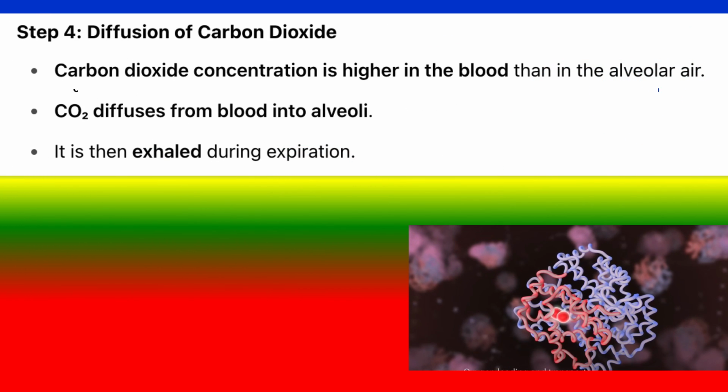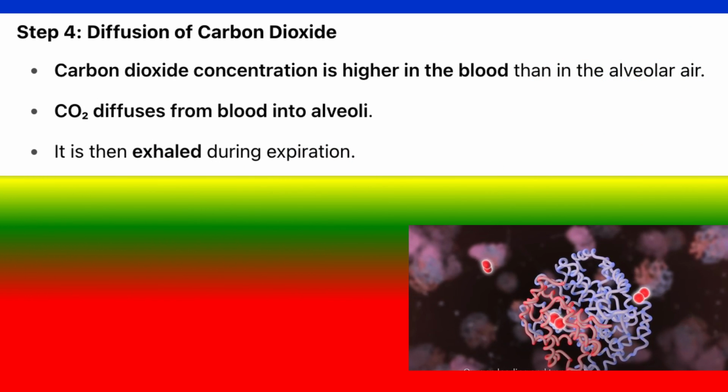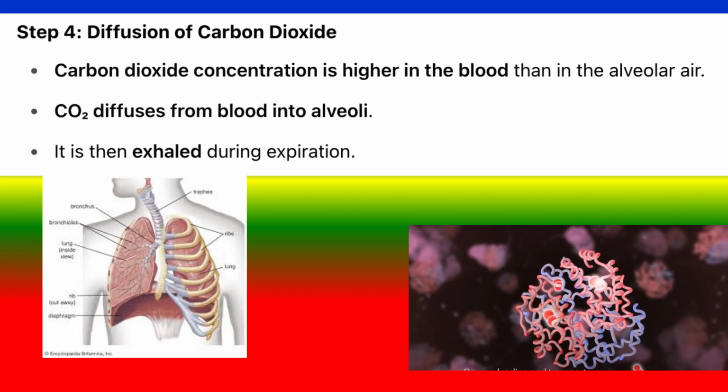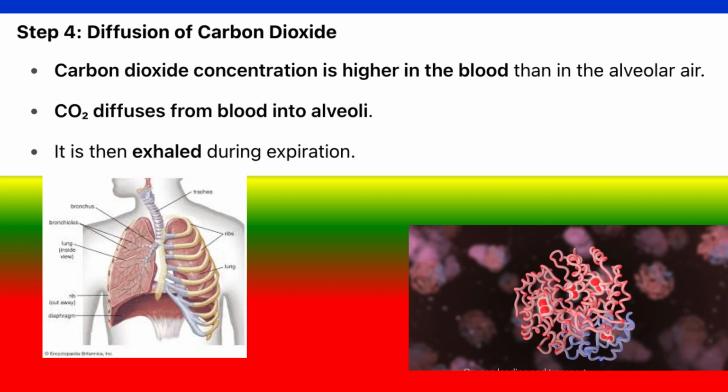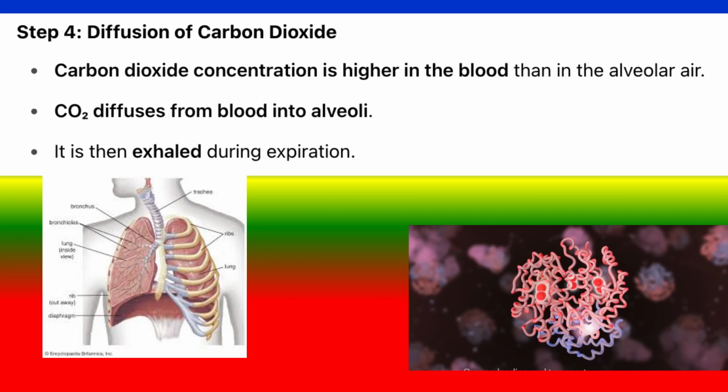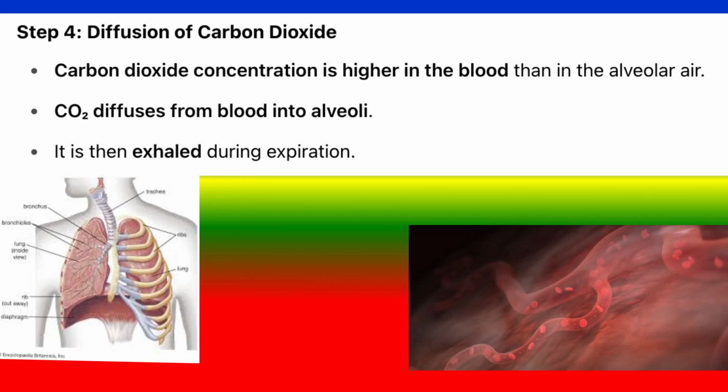Step 4, diffusion of carbon dioxide. Carbon dioxide concentration is higher in the blood than in the alveolar air. CO2 diffuses from blood into alveoli. It is then exhaled during expiration.